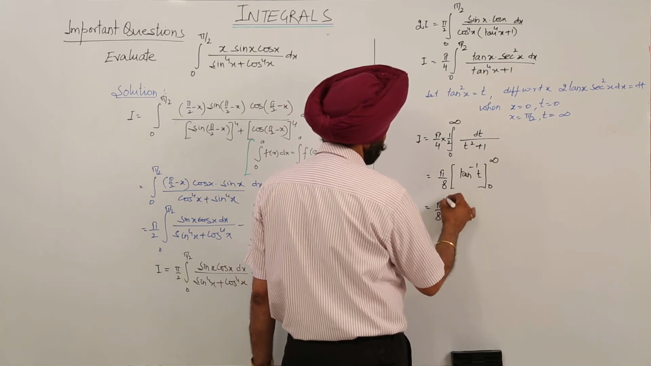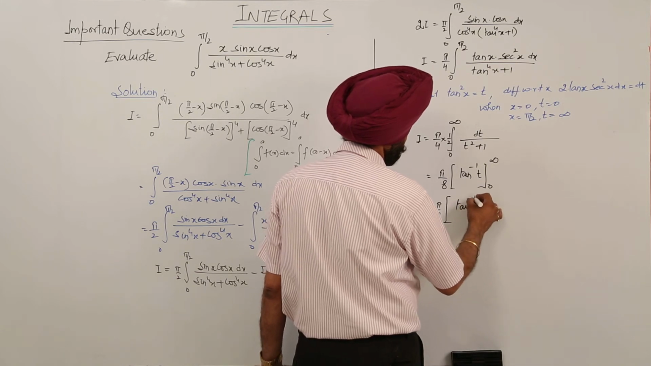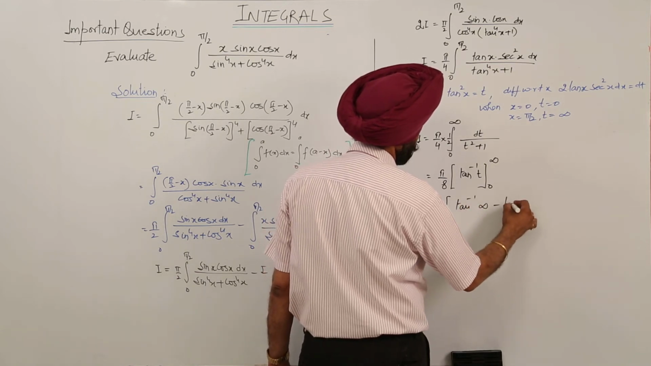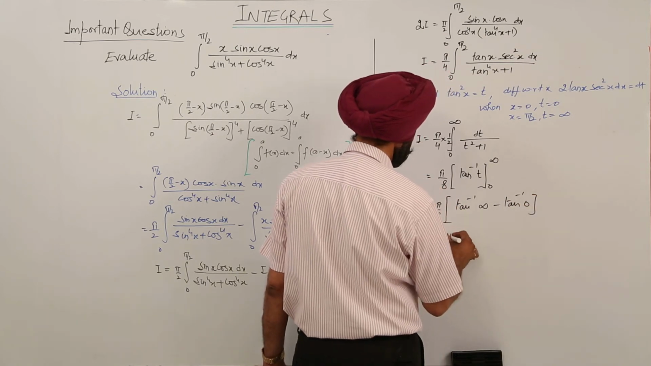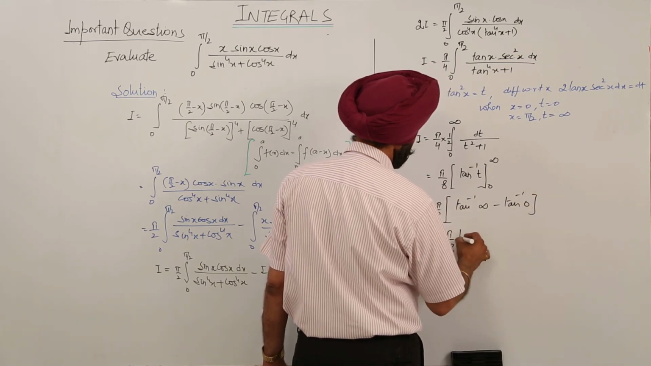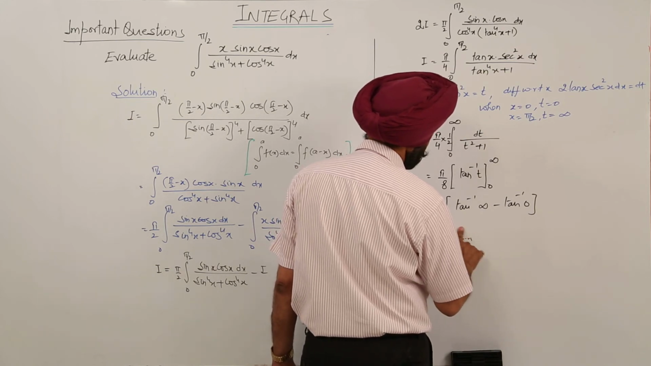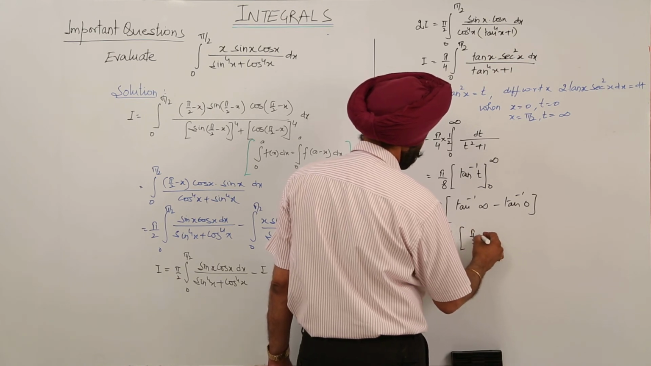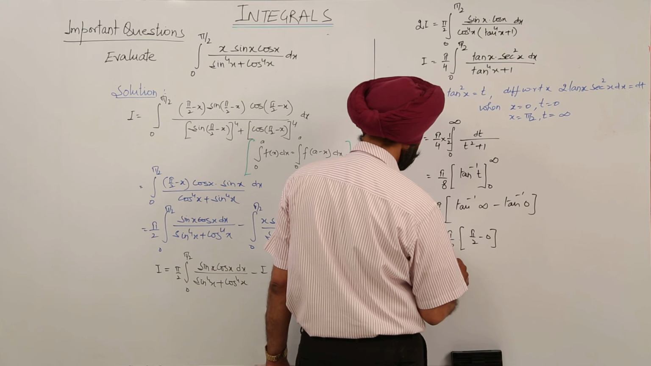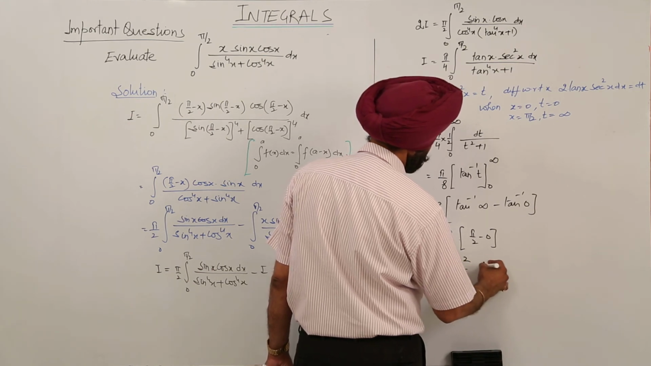Pi by 8, tan inverse infinity minus tan inverse 0. Pi by 8, tan inverse infinity, now it becomes pi by 2 minus 0. Pi square by 16 answer.